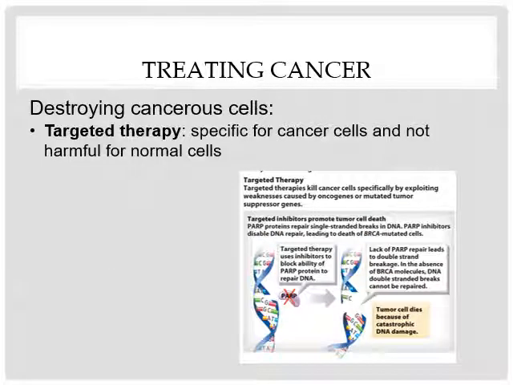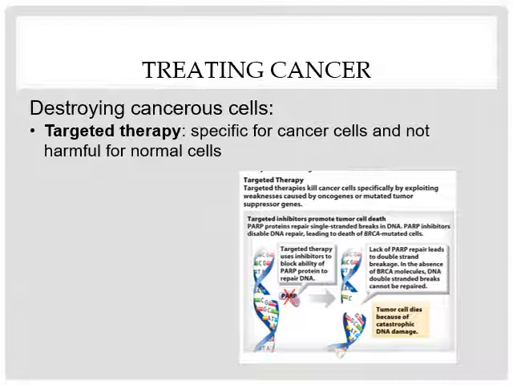So they also have targeted therapy, which is great. And depending on what kind of cancer you have, it's not always available, or depending on what stage you're at. But targeted therapy is specific for cancer cells, and it's not harmful for normal cells. So that's something that's really, really good to be able to go for if you do have cancer. And basically, they're just exploiting weaknesses that are caused by these oncogenes or the mutated tumor suppressor genes.